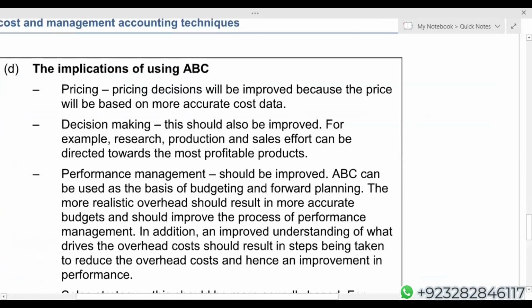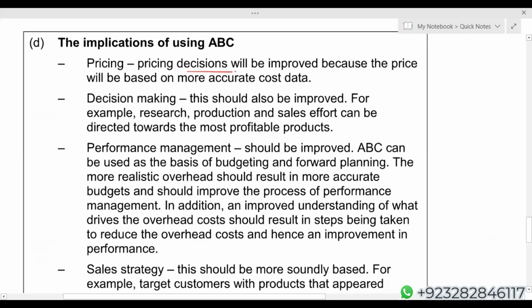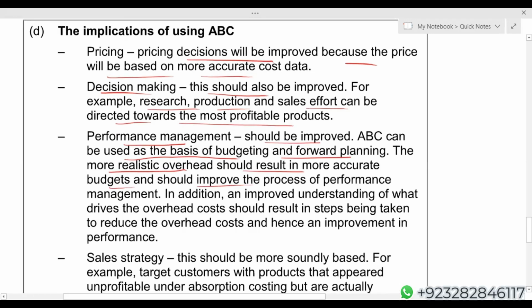Implications we have already discussed in our first lecture. Pricing decisions will be improved because the price will be based on more accurate cost data. Decision making should also be improved. For example, research, production and sales effort can be directed towards the most profitable products. Performance management should be improved. ABC can be used as the basis of budgeting and forward planning. The more realistic overhead should result in a more accurate budget and improve the process of performance management.